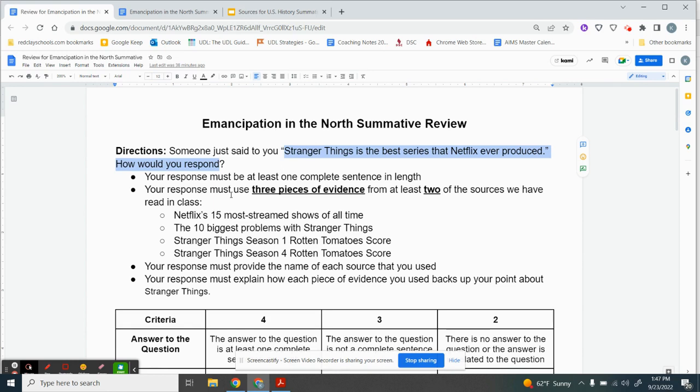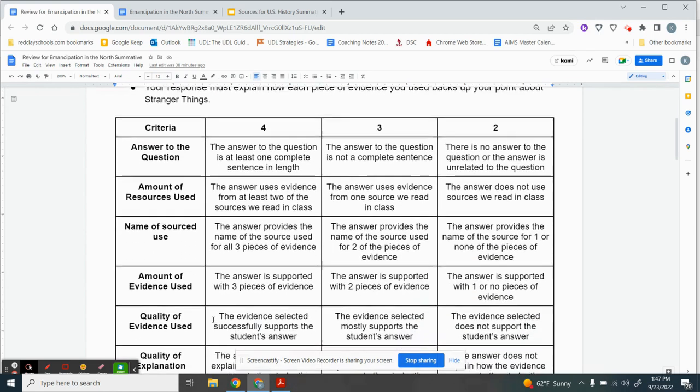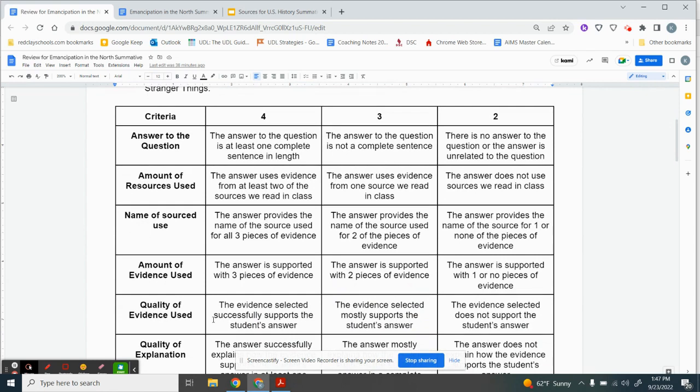I have an example of 4 different responses, some of which are pretty good, some of which need some work. And what we're going to do together is we're going to figure out how to score it using the exact same rubric that you're going to be scored on your summative, so you know exactly how you're going to be scored.